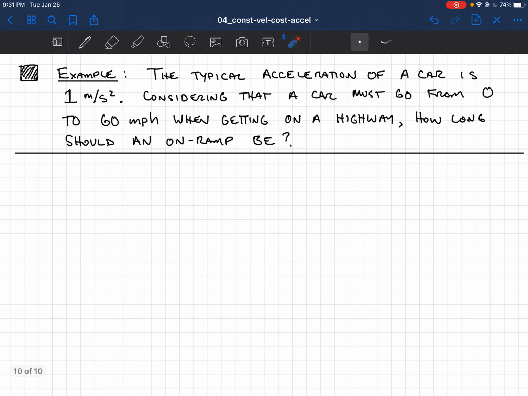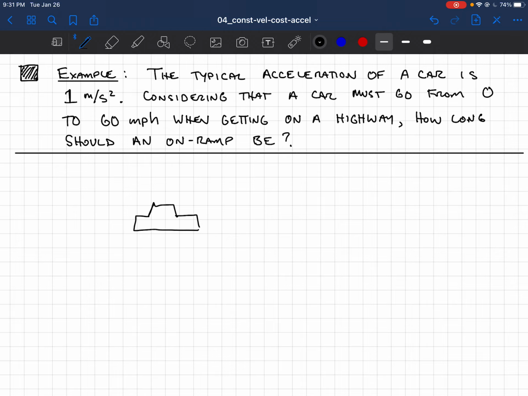Okay, one last question. The typical acceleration of a car is 1 meter per second squared. Considering that a car must go from 0 to 60 when getting on the highway, how long should the on-ramp be? So let's just draw our picture.